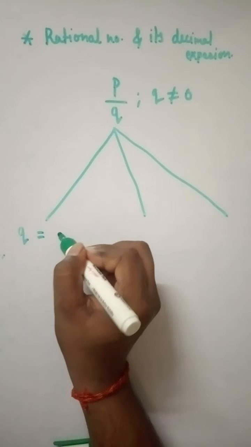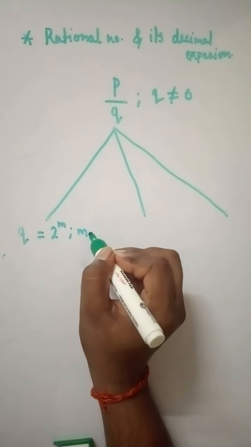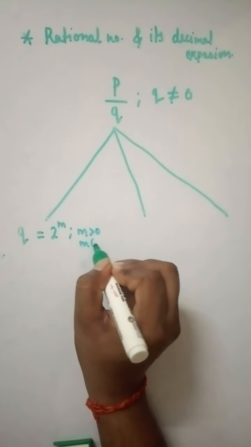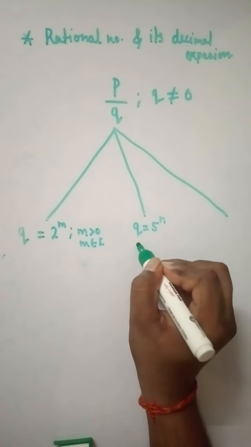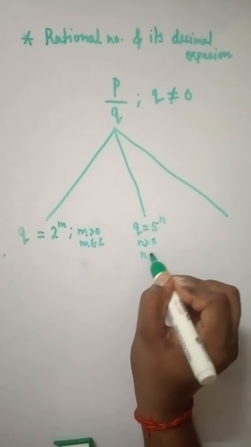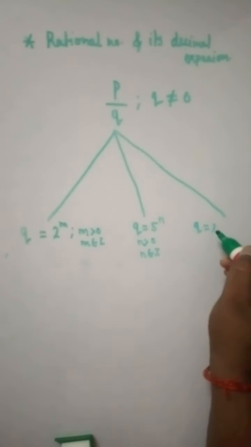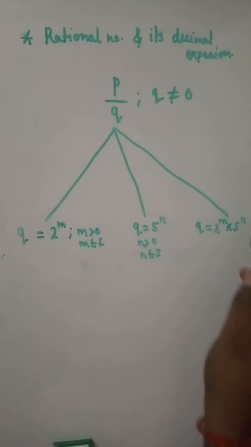So if this q is of the form 2 raised to m, where m is a positive integer, or if this q is of the form 5 raised to n, where n is a positive integer, or if this q is of the form 2 raised to m into 5 raised to n. What happens in these three cases?